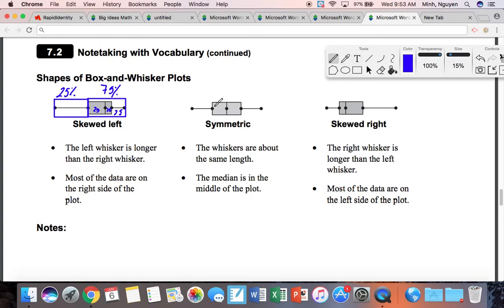Symmetric means it's pretty even. Doesn't have to be exactly even, but even enough. Here, skewed right, that means right over here we have 25%, and then right over here we have 75%. It's just the reverse situation of skewed left. So when it's skewed right, most of the data are on the left. When it's skewed left, other way around, most of the data are on the right. If that was hard to remember, just remember if it's skewed left, that's where the whisker is longer. If it's skewed right, then the right whisker is longer, or there's more space out there.